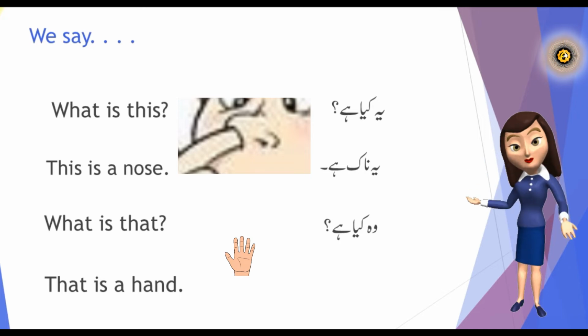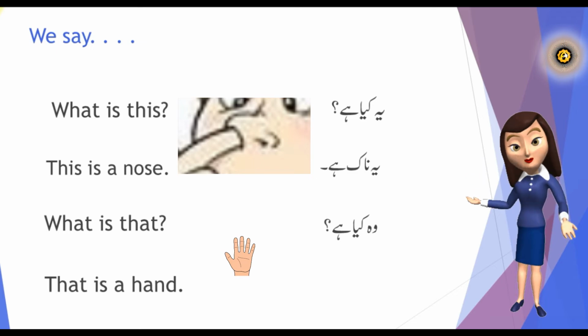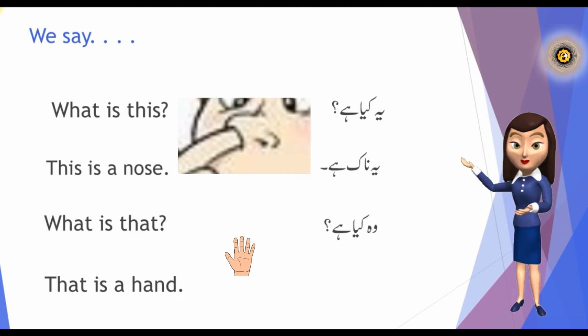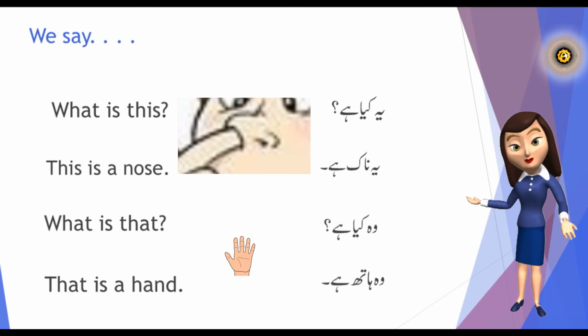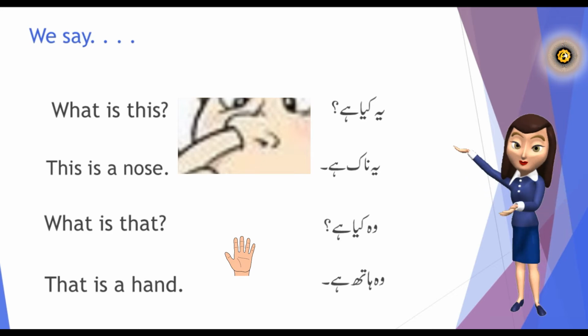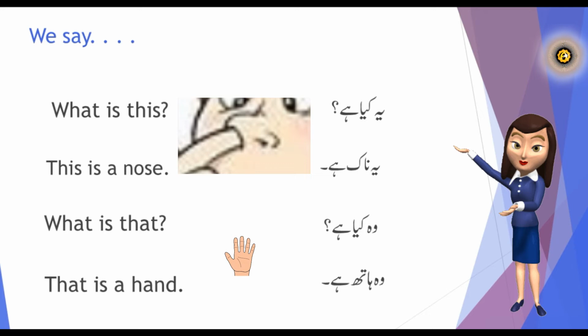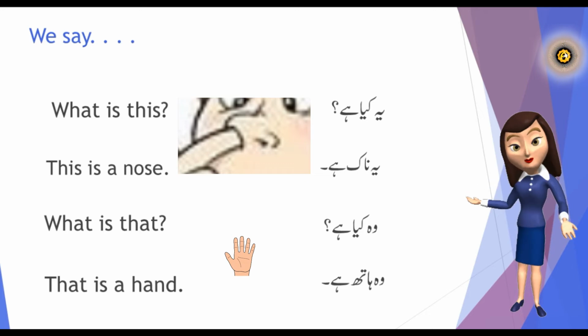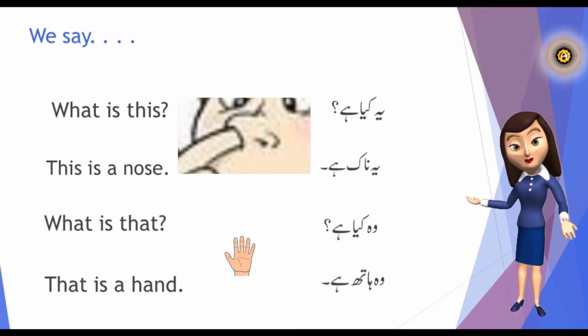And then again, you are going to answer whatever thing is asked about, okay? In this case, there is a hand, so you are answering, that is a hand. And in Urdu it is, wo haath hai. Because it's far away, we are using that and not this. And it is only one. For one thing we are using that. Or for one thing we used this as well. So, wo haath hai.